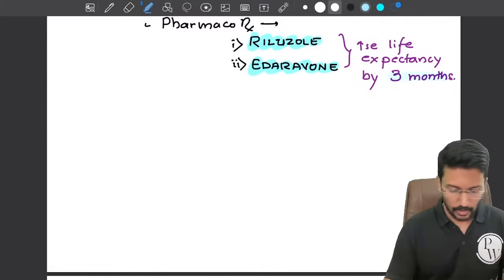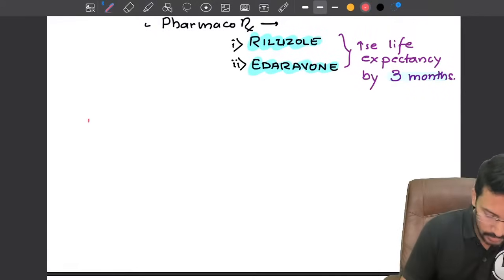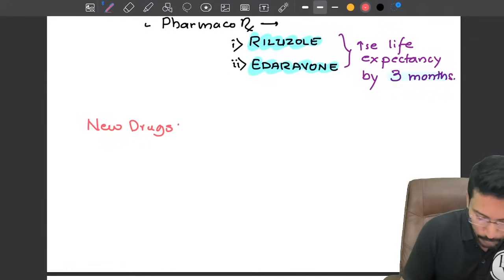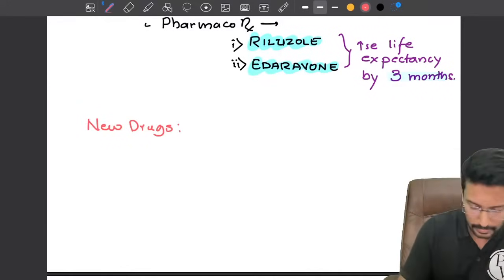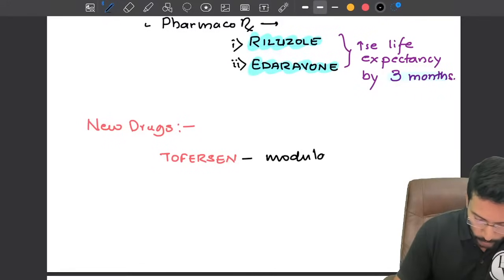But I might not have covered this in some of the classes because the update is very recent. There is a new drug which has been approved just a couple of weeks back, or maybe a month back. The new drug is called tofersen. This is going to be a potential MCQ point. Tofersen is the modulator of superoxide dismutase.